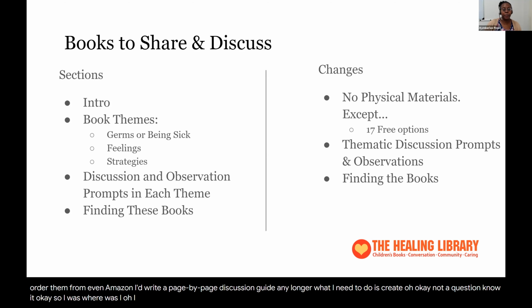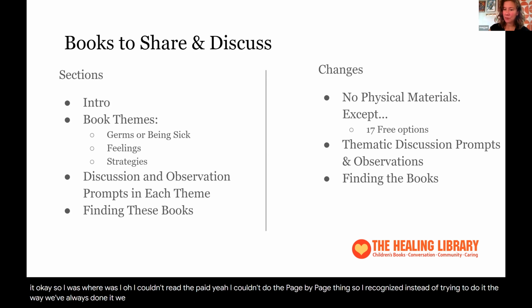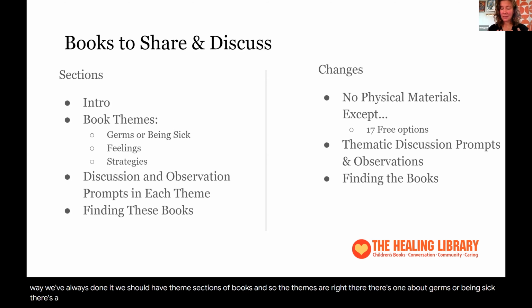Yeah, I couldn't do the page-by-page thing. So I recognized that instead of trying to do it the way we've always done it, we should have themed sections of books. And so the themes are right there. There's one about germs or being sick. There's another theme about your feelings. And there's a third theme about strategies specific to being sick or specific to COVID-19.